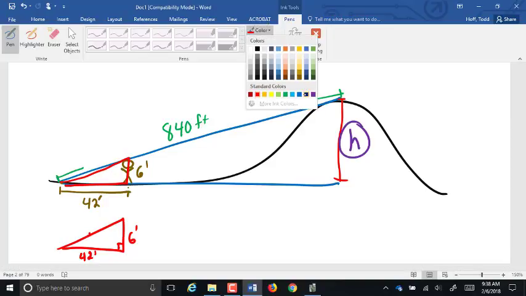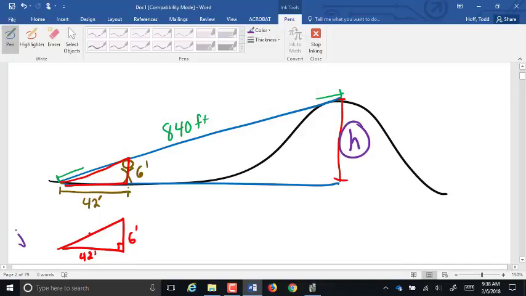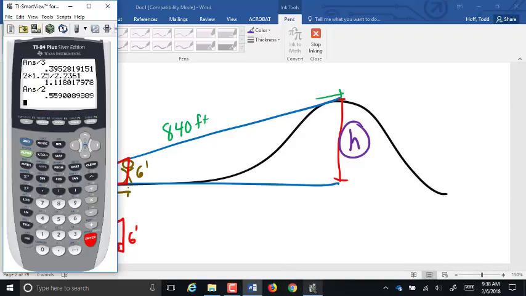Now, at this point, we've done this enough that we're not going to go through the whole formal procedure. There's a shortcut. It's just the square root of 6 squared plus 42 squared. Does that make sense? That's just a squared plus b squared equals c squared, but we're going to shorten it up. So the square root of 6 squared plus 42 squared is 42.426 feet.